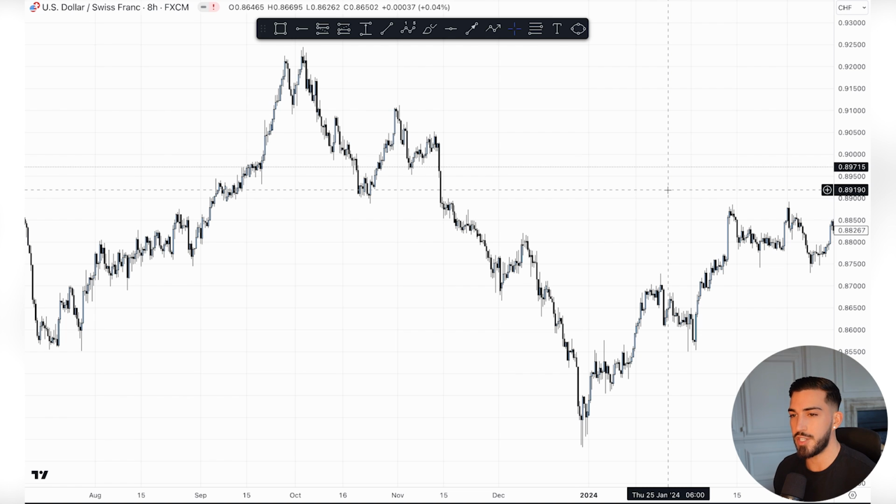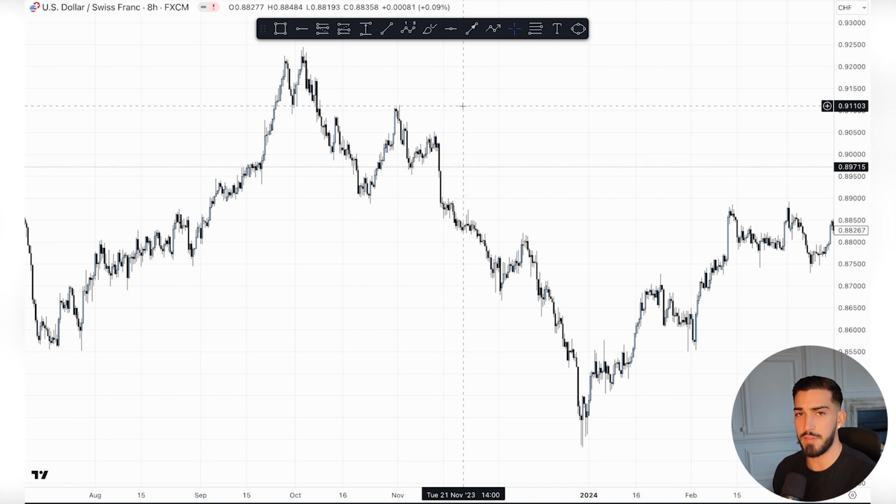Let's get straight into it. Right guys, so here we are on USDCHF on the 8-hour time frame. Now we're going to start on the 8-hour time frame just to identify the overall trend, see where price is heading, and identify the highs and the lows of the markets.